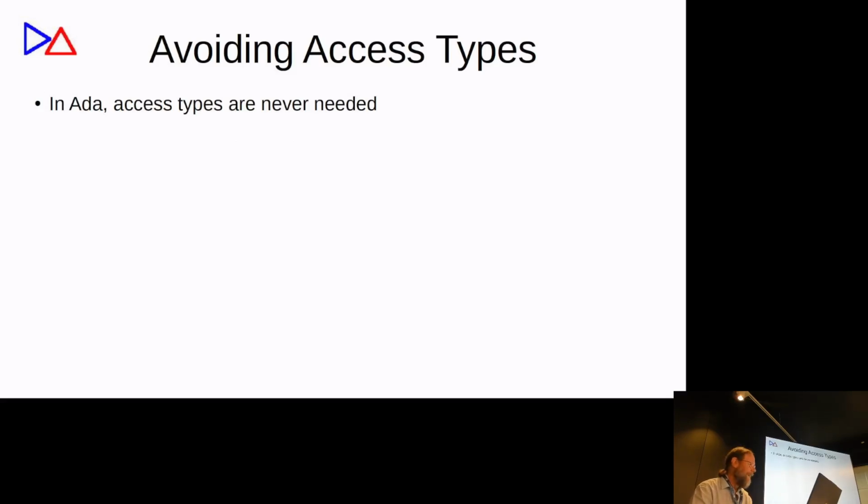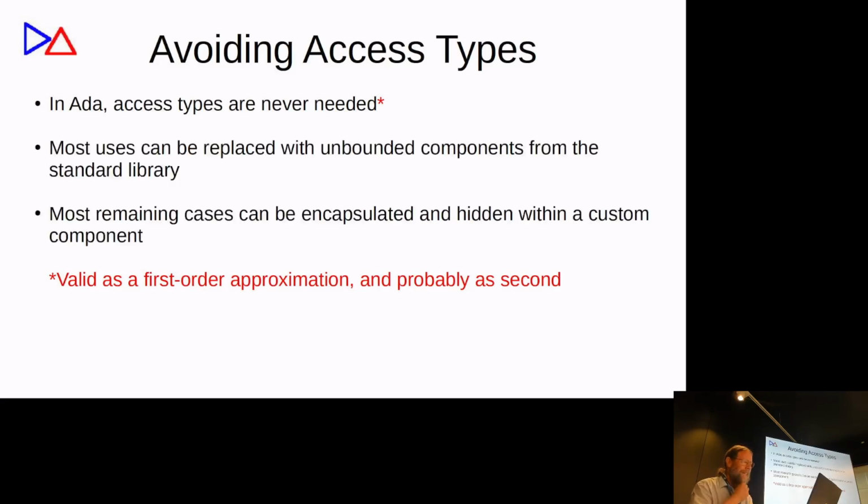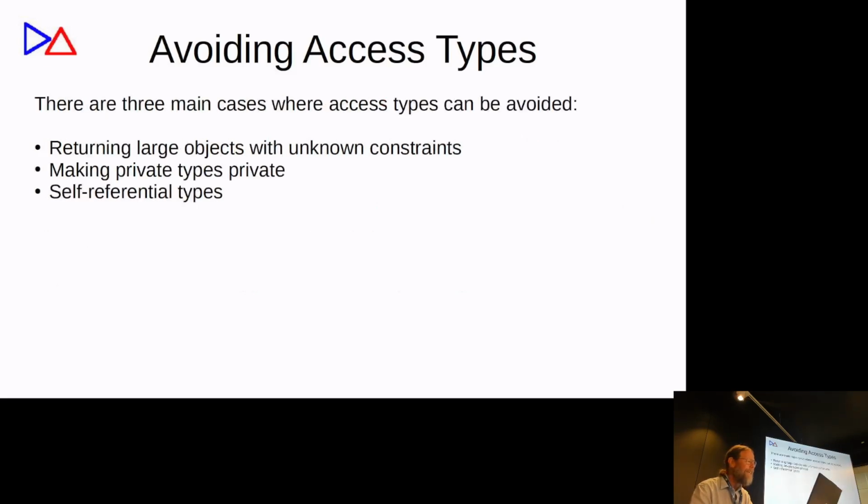Okay, I like to say that in Ada, access types are never needed. Of course, that's not 100% true. You need a little bit of a disclaimer. But in a lot of cases, you can replace them simply with unbounded components from the standard library. And in other cases, where they're really needed, you can often encapsulate and hide them in a custom component. And we'll discuss that a little bit later.